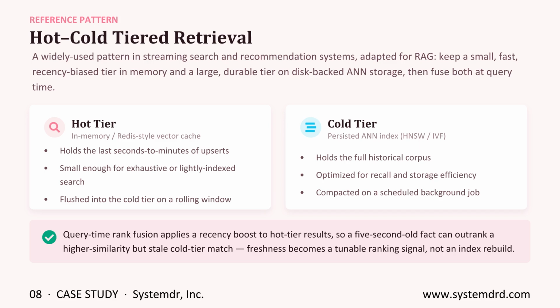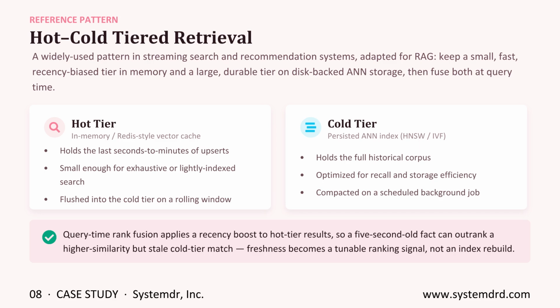One practical note, the flush interval from hot to cold tier is your main tuning knob. Too short, and you pay compaction overhead constantly. Too long, and the hot tier grows large enough to lose its speed advantage. Most systems land somewhere between 30 seconds and a few minutes.